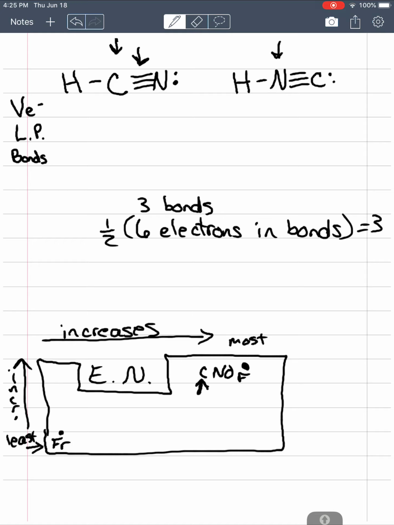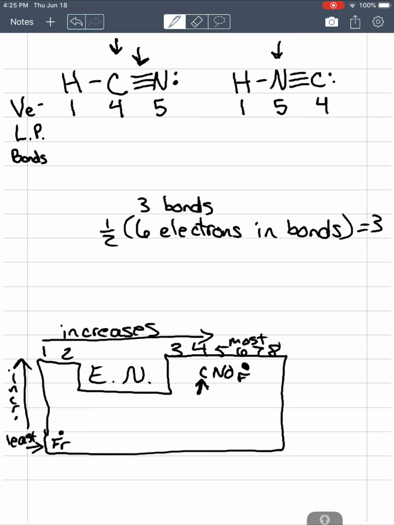So for hydrogen, hydrogen's in group 1, and everything in group 1 has 1 valence electron, and 2 is 2, and 3 is 3, 4, 5, 6, 7, and 8 valence electrons. So this is in group 1, so it's got one valence electron. Carbon's in group 4. Nitrogen's in group 5. Hydrogen in group 1. Nitrogen group 5. Carbon group 4.